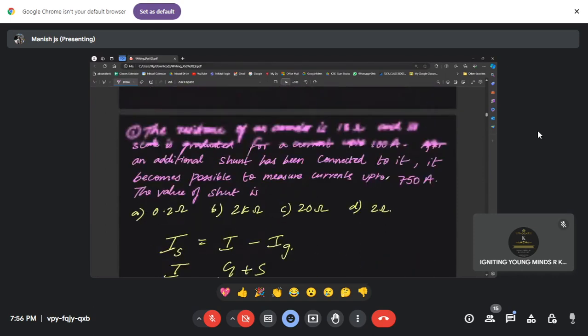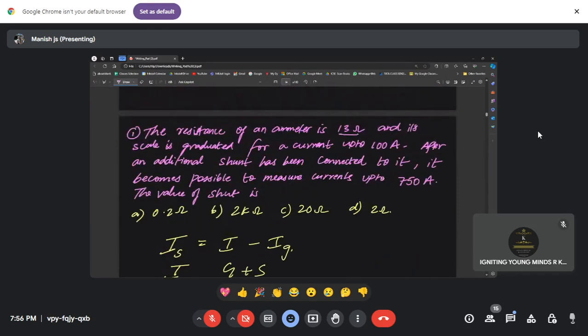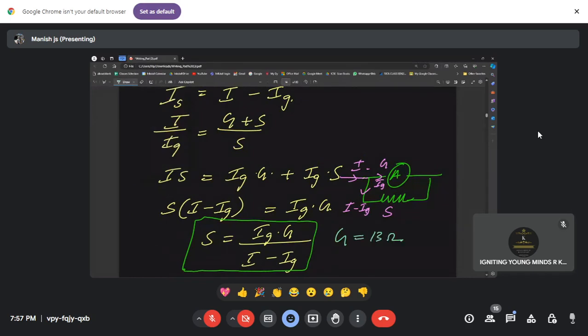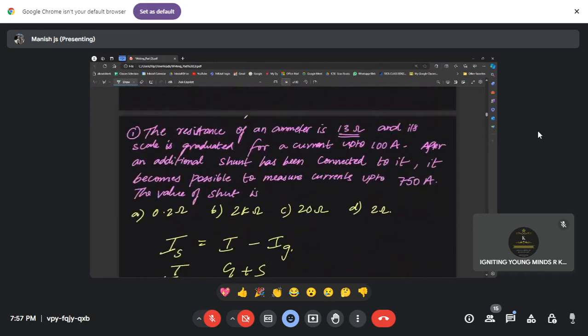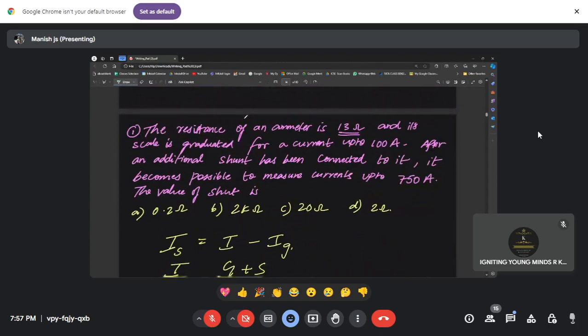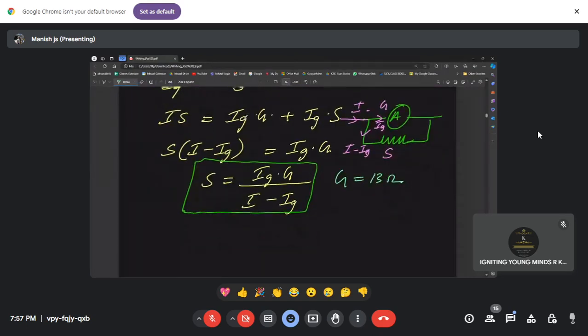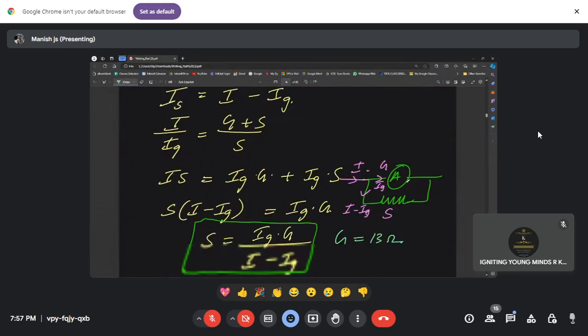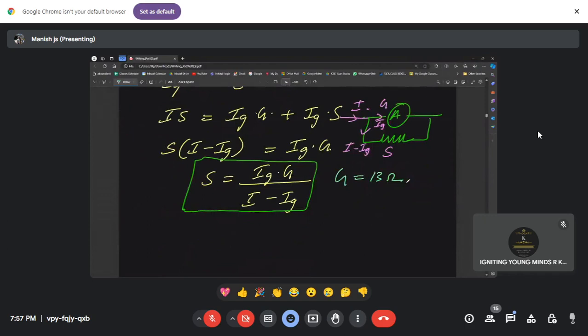Now from the question, what is the data that we have? The resistance of the ammeter, meaning the G value, is what they have given. So G value is given as 13. So G is 13. Okay. And you can see its scale is graduated for a current up to 100 amperes. So until 100 amperes, it is graduated. And we try to make it measurable until 750. So until 750, if you want to make it measurable, so what do you do? So the current I is nothing but 750 amperes.